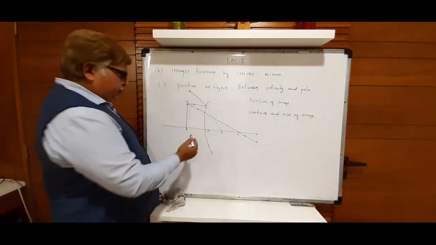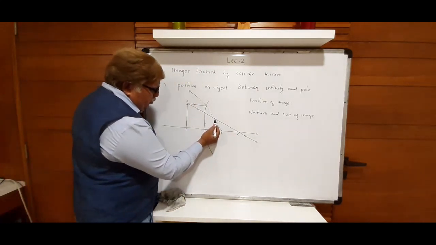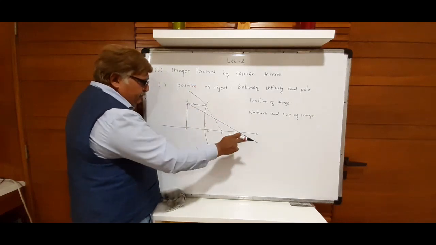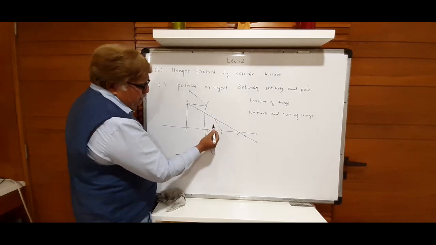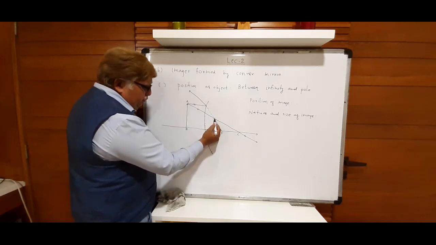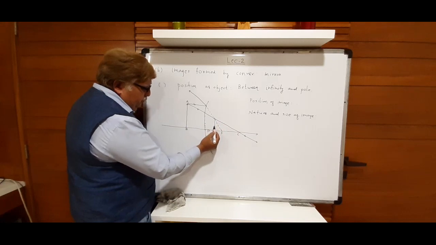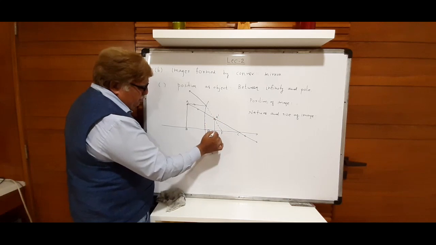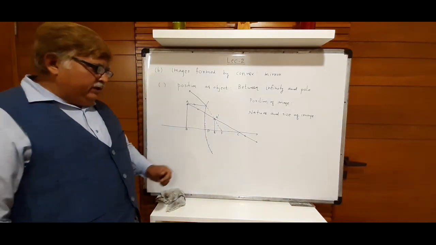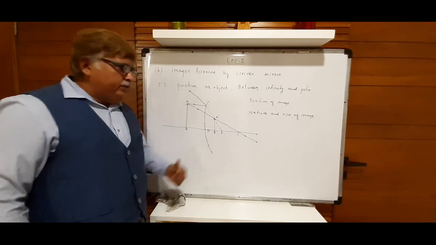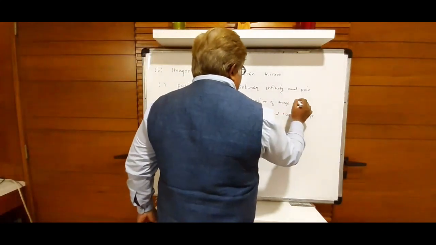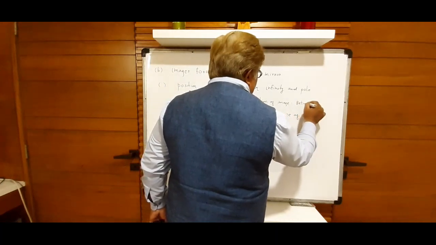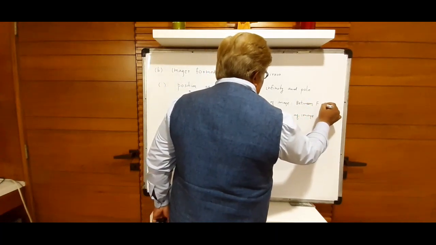Okay, you can see that both the rays, this ray which was extended back and this ray, are meeting here. So you can draw the image this way. A dash, B dash is the image. So the image got its position between P and F, so my dear students, write in position of image: between F and P.